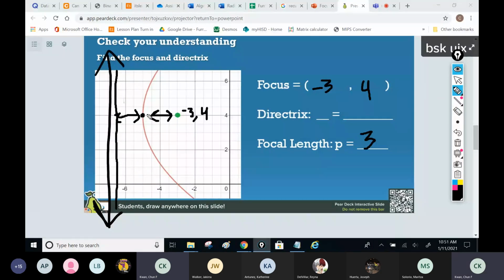Right here, because from here to here, this is -5 to -3. So the focal length is 2 units. And then the directrix is from -5, you have to go another 2 units. All right, go another 2 units to the left.